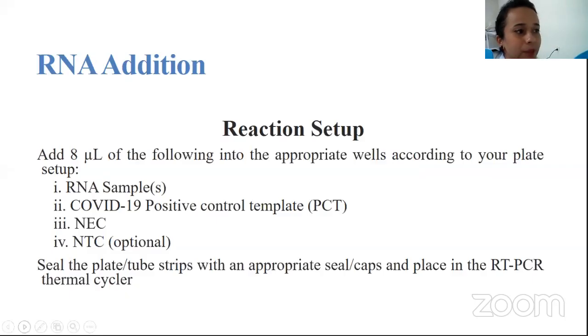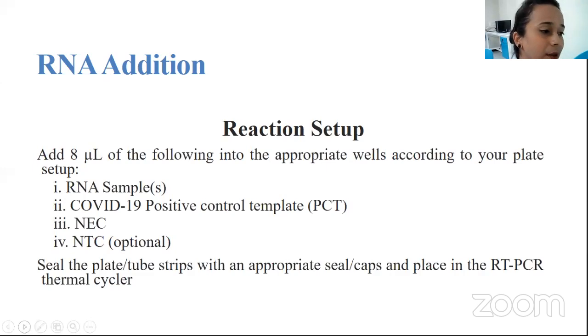So the next step is RNA addition into the PCR master mix. The reaction step is set up according to this kit. You will be adding 8 microliters of the following into the appropriate wells according to your plate setup.